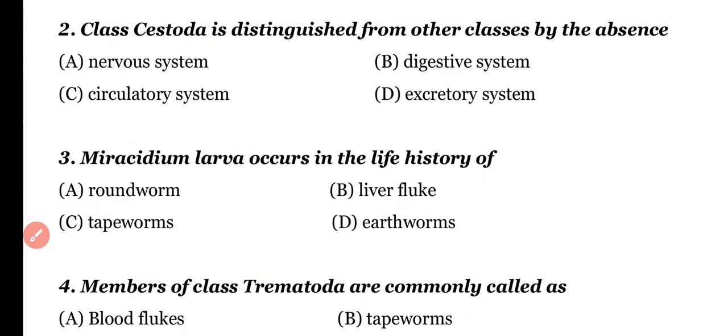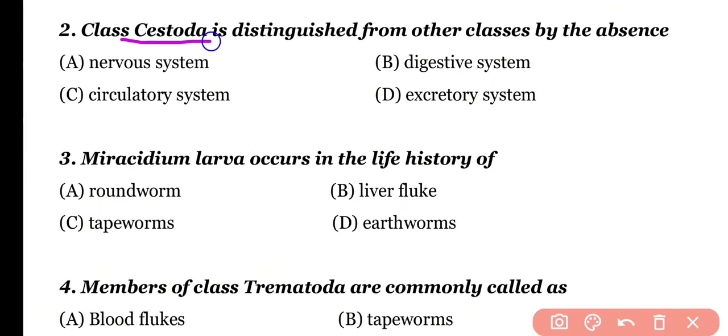Question number two. The class Cestoda is distinguished from other three classes by the absence of nervous system, digestive system, circulatory system, excretory system. Correct answer is option B. Digestive system is completely absent in class Cestoda, jabki Monogenea, Trematoda or Turbellaria ke andar digestive system incomplete hota hai. That's why Cestoda class is different from other classes.